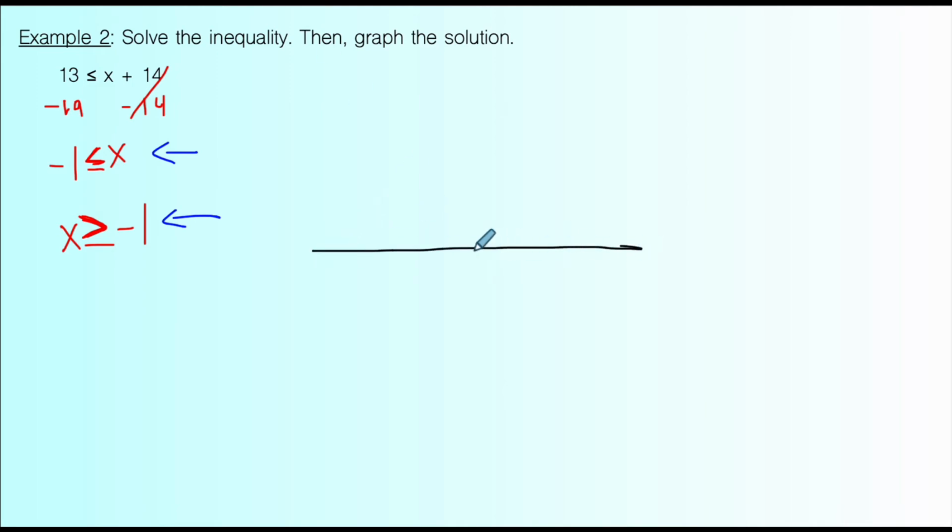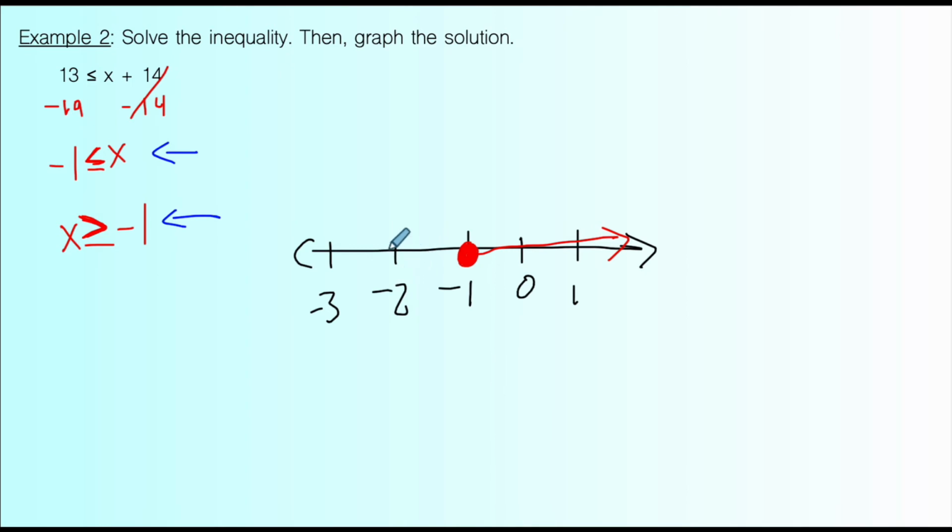I'm going to have my number line. I'm going to have -1 and a couple numbers that are greater, a couple numbers that are less. In this case, it's going to be a closed circle at -1 because it can be equal to -1. Remember, it's greater than or equal to. So it's a closed circle with an arrow pointing towards the right.